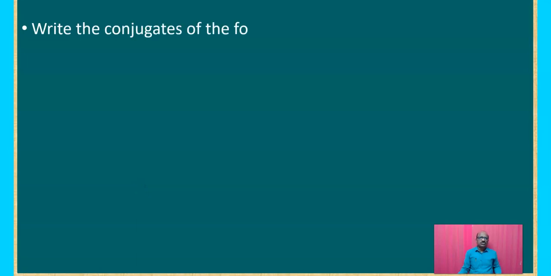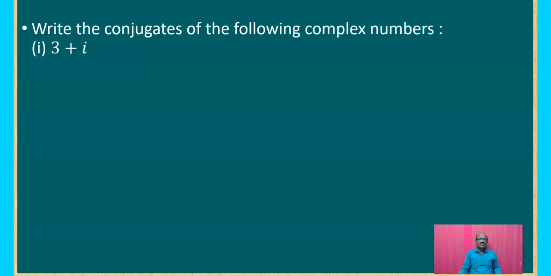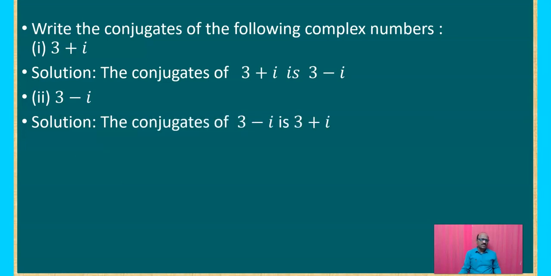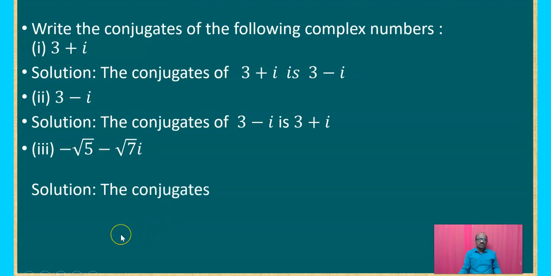Write the conjugates of the following complex numbers. 3 plus i. The conjugate is 3 minus i. Change the sign of only the imaginary part. The conjugate of 3 minus i is 3 plus i. Third is minus root 5 minus root 7 i. Its conjugate is minus root 5 plus root 7 i.